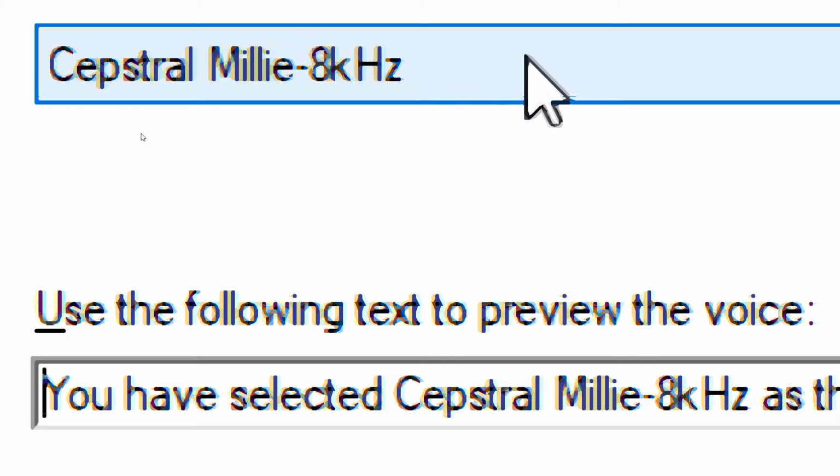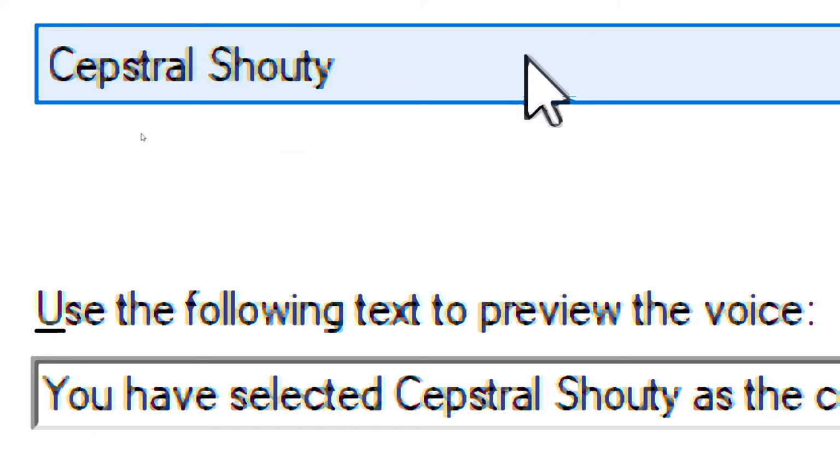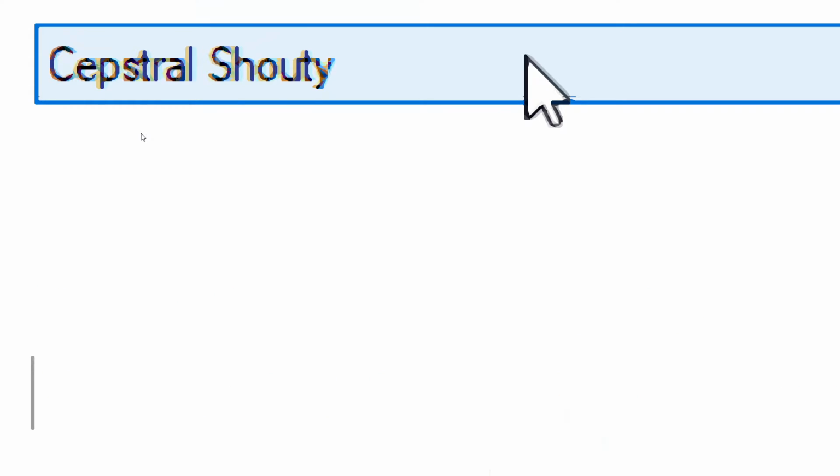This voice is not licensed. Please visit www.Cepstral.com to purchase a license. You have selected Cepstral Millie 8 kHz as the computer's default voice. You have selected Cepstral as the computer's default voice. You have selected Cepstral Saudi as the computer's default voice.